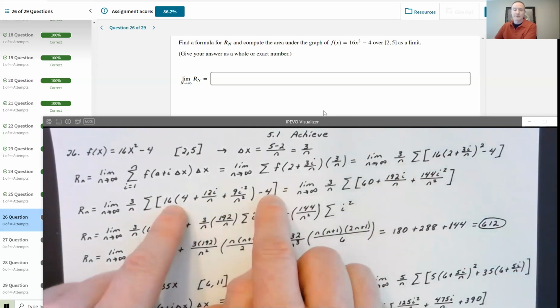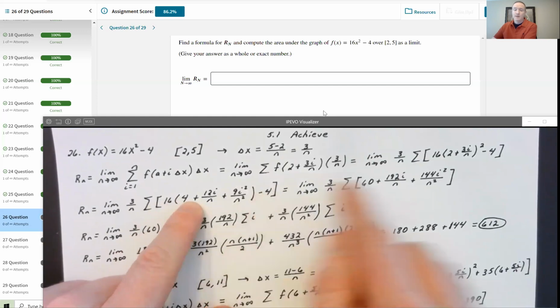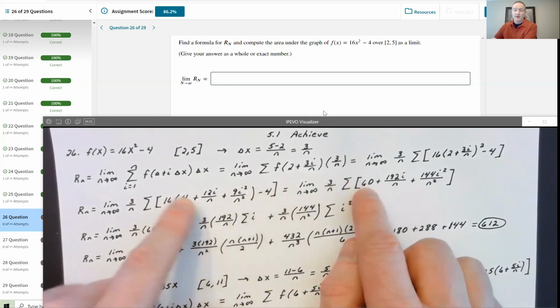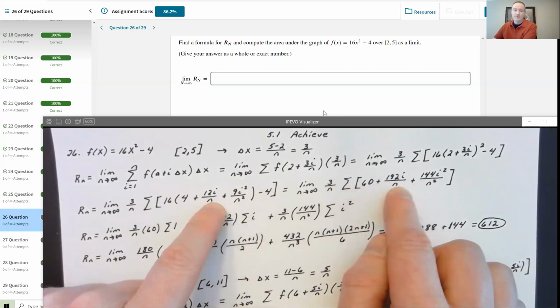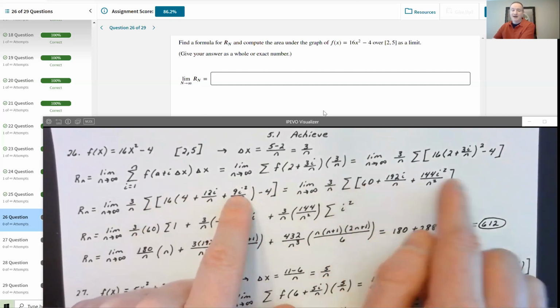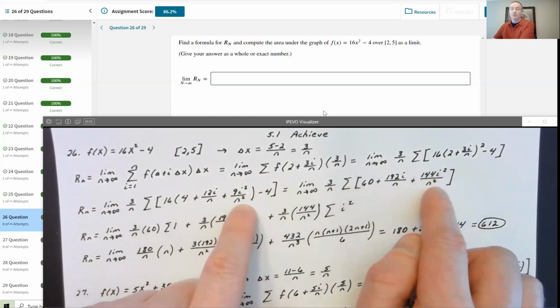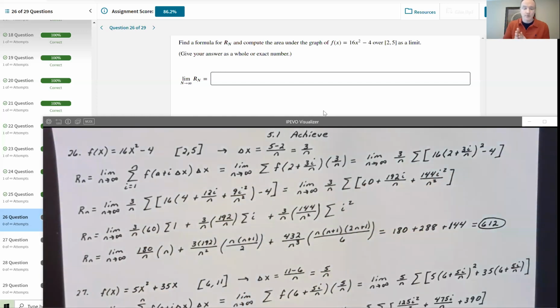Now I'm trying to simplify that. I gather like terms. I'll have 16 times 4 is 64, minus 4 gives me the 60. I'll have 16 times 12i over n for 192i over n. I'll have 16 times 9i squared over n squared for 144i squared over n squared.